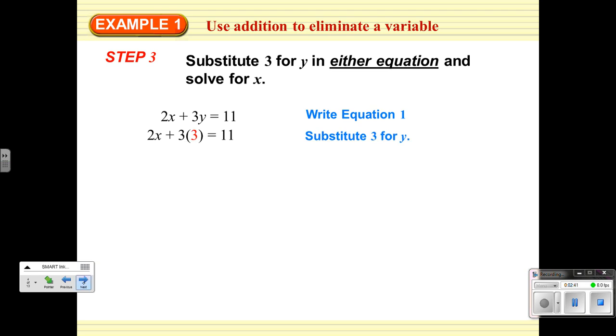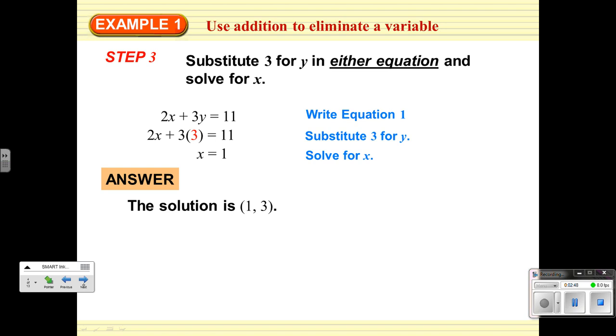When we do that, we get x equals 1. So there is our solution. We have an answer of (1, 3). And of course, we would hopefully go back in and check that solution in both of the equations.